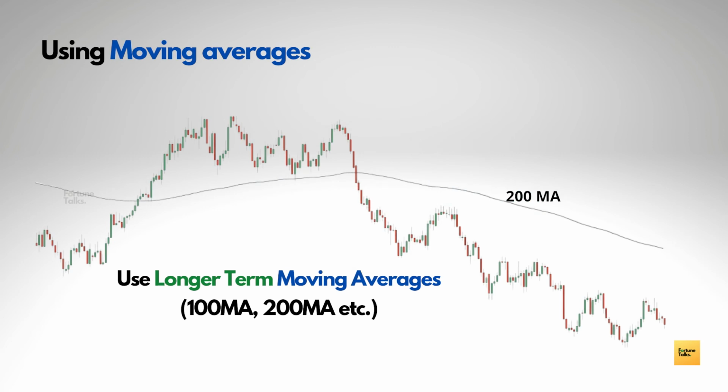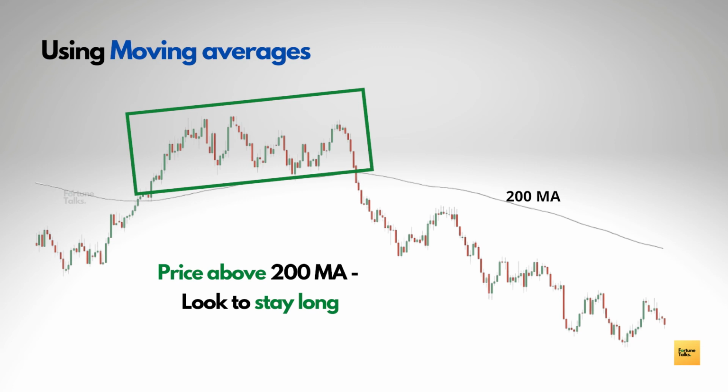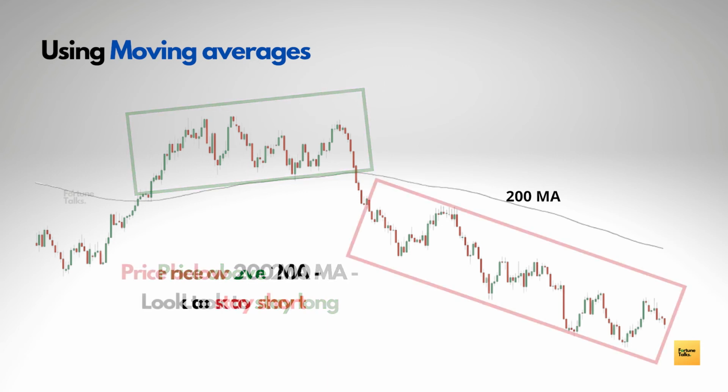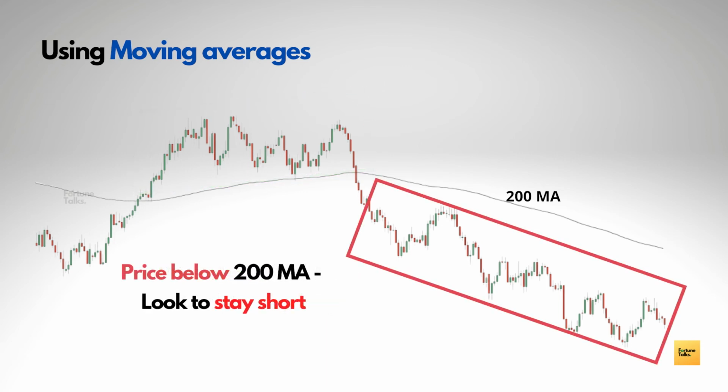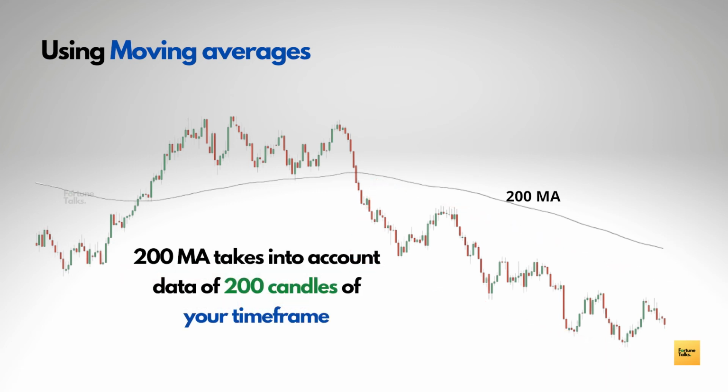In this particular technique, we will use the longer term moving averages like the 100 moving average or 200 moving average with a positional trading perspective. We know from the basics that if the price is above the 200 moving average, for example, we should try to stay long, and if the price is below the 200 moving average, try to stay short on the market. Now the reason for this is quite simple.